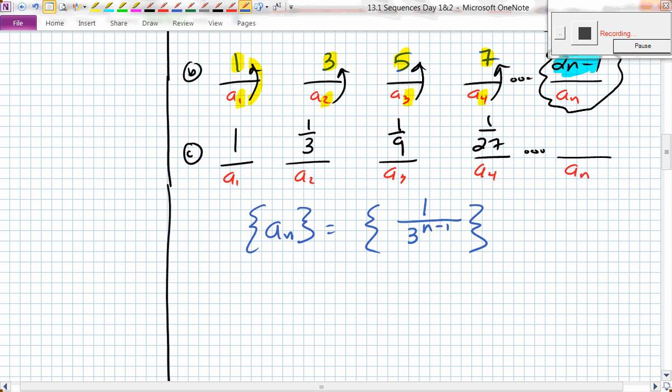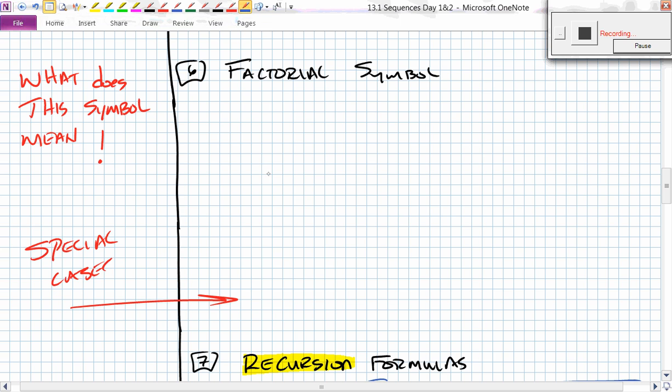Crazy, huh? So the answer would be 1 over 3 to the n minus 1. You'll get better. Yeah, no, that's what that means, right? So the factorial symbol means like this, right? N and then factorial. N factorial.